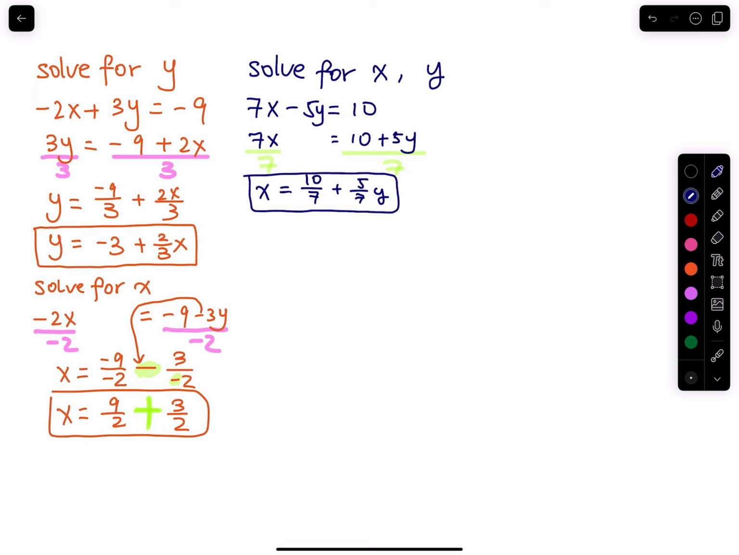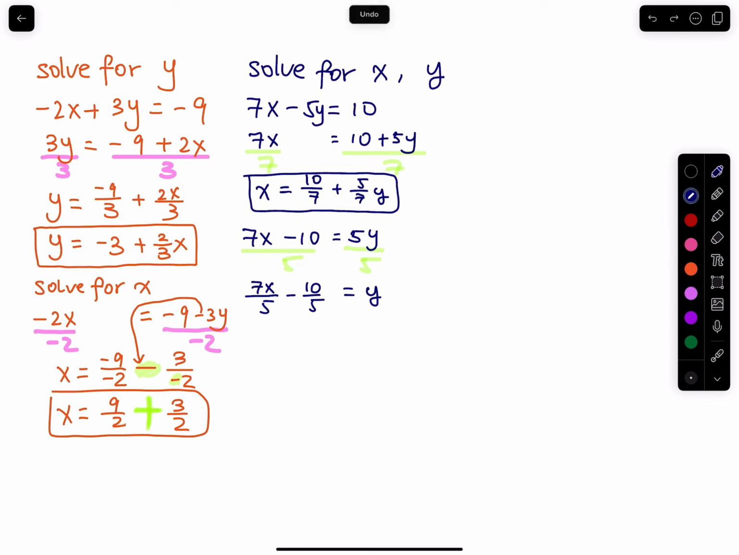And then solve for y. Keep the y on one side. You know what? You can do this. Look, 7x minus 10. This time I'm tossing the y to the right hand side, 5y. And then you divide both sides by 5. So let's divide both sides by 5. And then you have 7x divided by 5 minus 10 divided by 5 equals y.